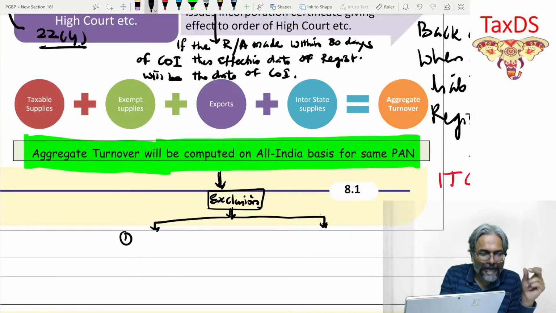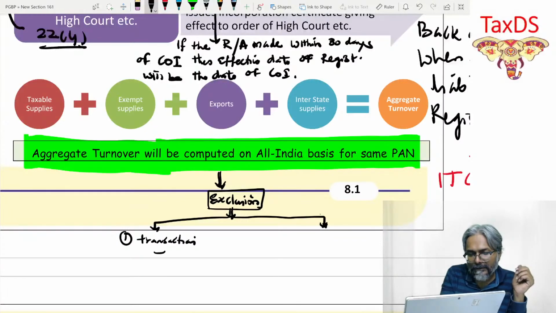in determining the aggregate turnover, the answer is no. Therefore, a transaction which is not a supply will not be a part of it. What does exclusion mean? Exclusion means not a part of the aggregate turnover, students. That is exactly the point.